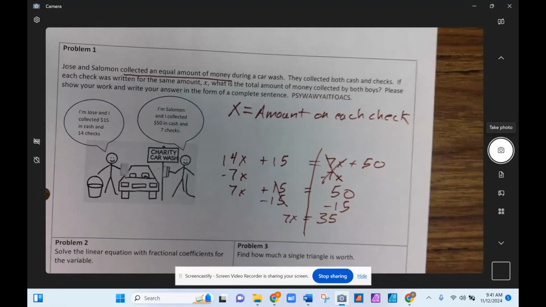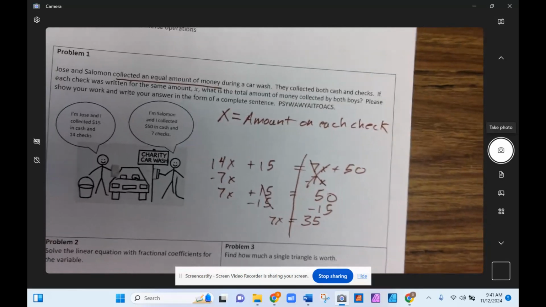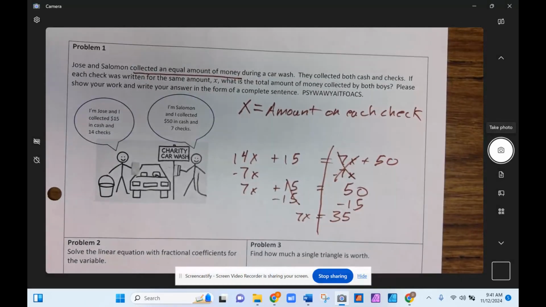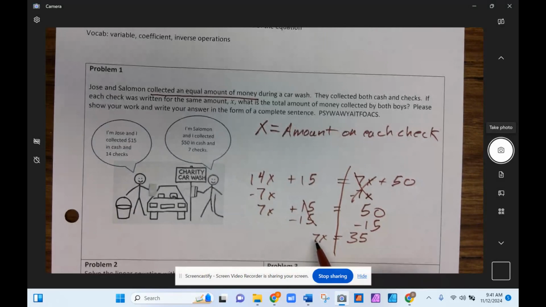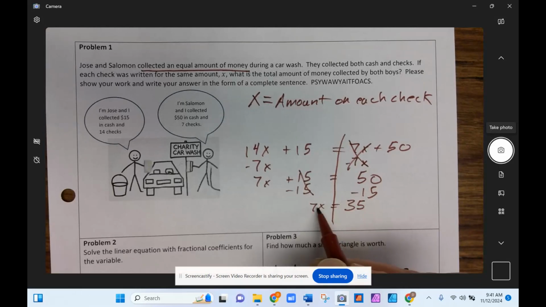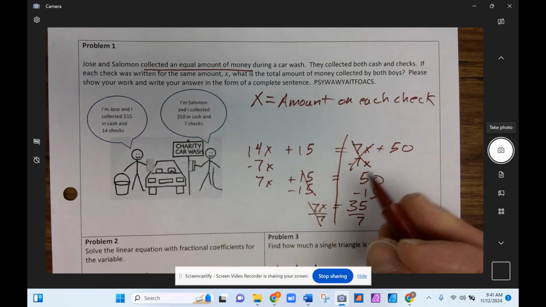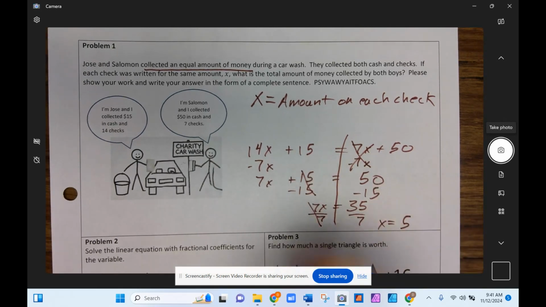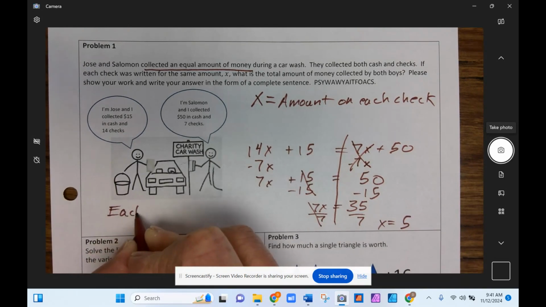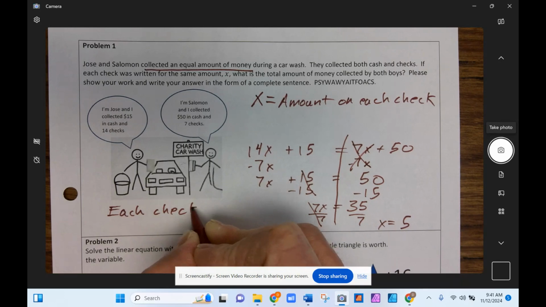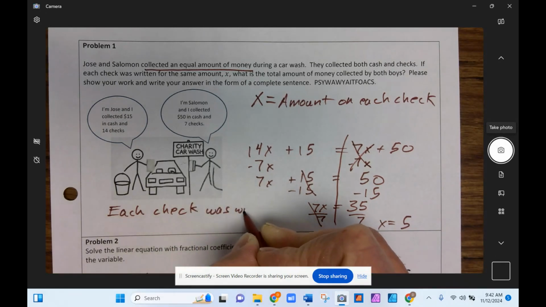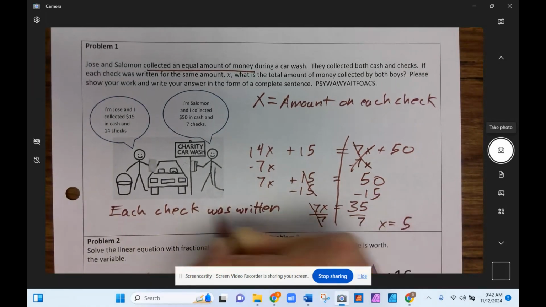So the 7 is the coefficient in front of the variable, okay? That's just the number in front of it. This is multiplication right here. When you have a 7 next to an x, I'm going to divide by 7 on both sides, because that's the inverse or opposite of multiplication. And 35 divided by 7 is 5. So x equals 5. So we'll say each check was written for $5.